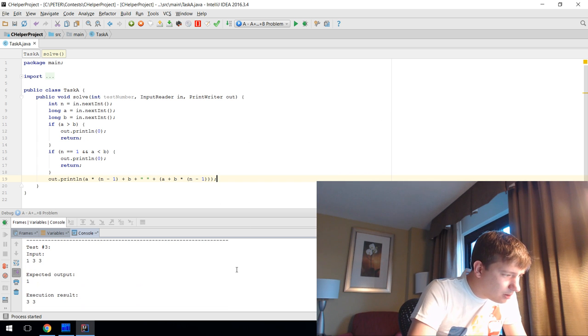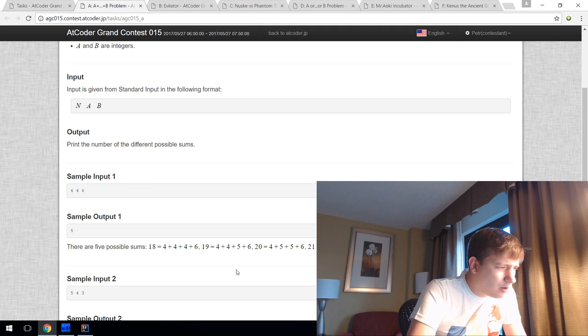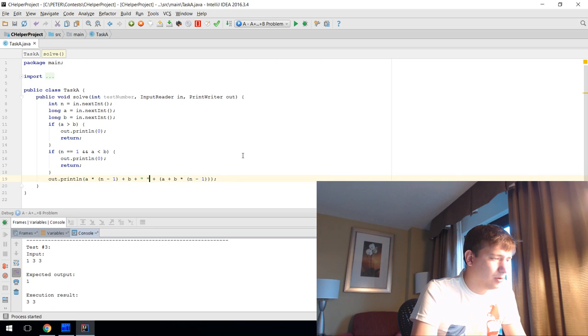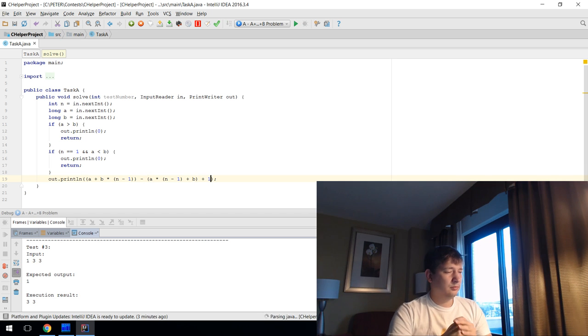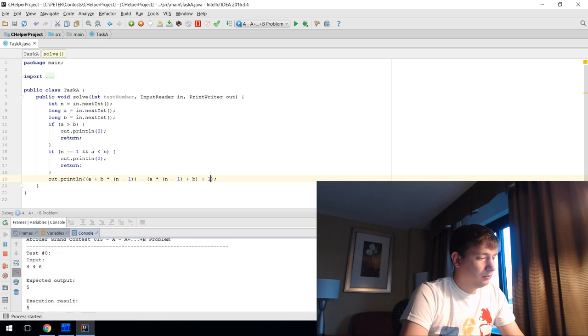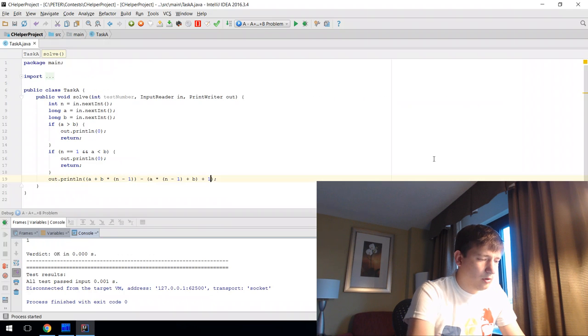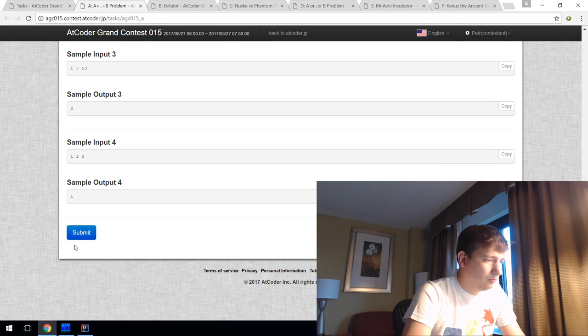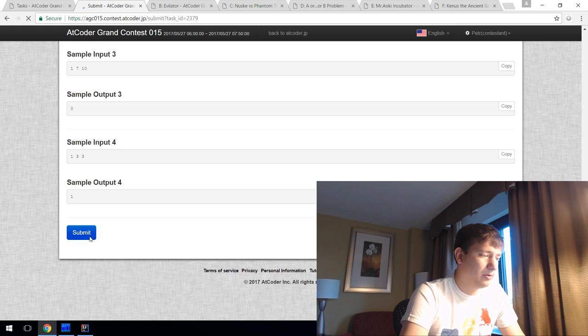Okay, so what do we have here? Oh, the number of different possible sums, sorry. So we don't need to print the maximum and minimum sum. We need to take the maximum, subtract the minimum, and add 1. Okay, that should work. Not a very interesting problem, to be frank, but one must put some easy problems in the contest.